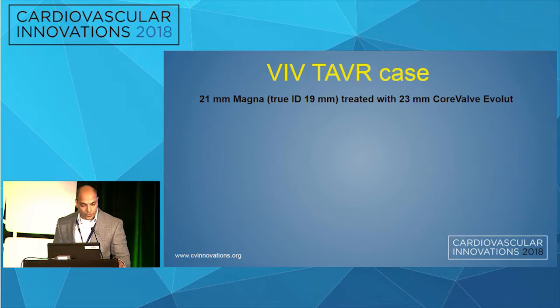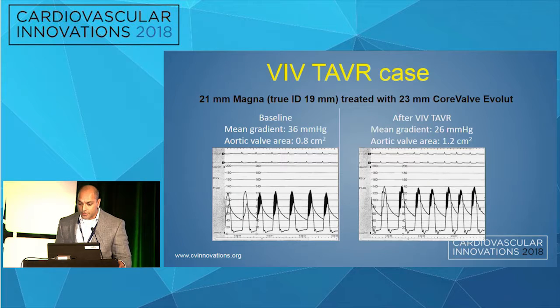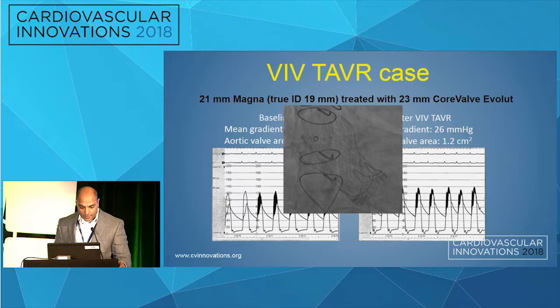This is one of our first cases, a 21 millimeter Magna valve with severe degeneration and stenosis. The true internal diameter of that valve is 19 millimeters, and we treated it with a 23 millimeter CoreValve. These are the baseline hemodynamics. The mean gradient was 36, and the valve area was 0.8. And after valve-in-valve TAVR, the mean gradient was still 26, and the valve area only increased to 1.2, which is suboptimal to say the least.